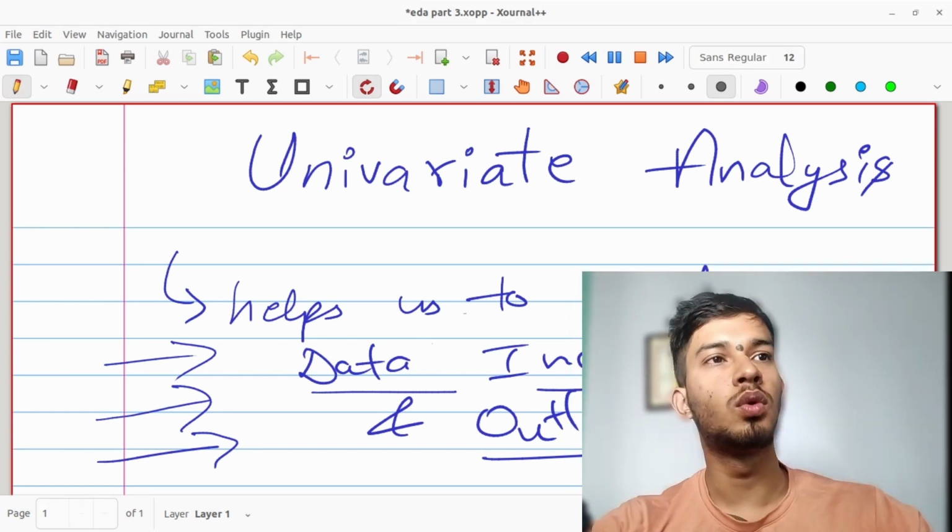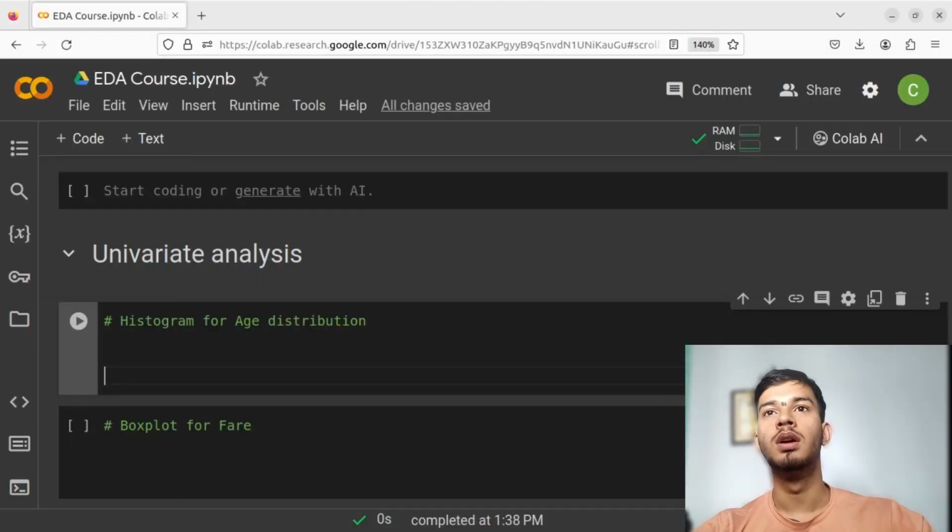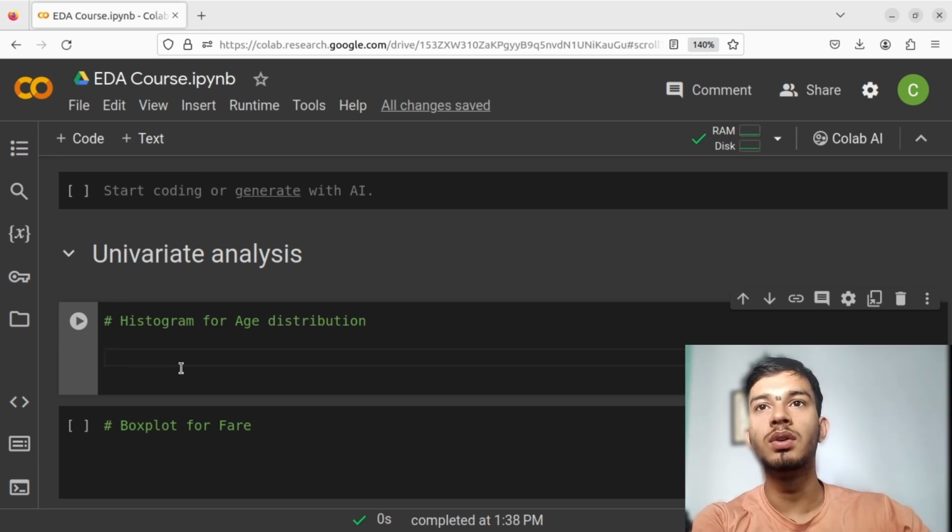So now we are going to do some code in Python and see how univariate analysis helps us to find data inconsistency and the things that we have discussed just now. So here is our Google Colab notebook. We will draw some distribution plots and graphs to see univariate analysis and how it works, right? First of all, let's draw a histogram for age distribution.